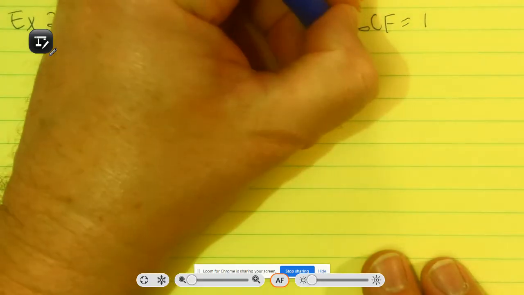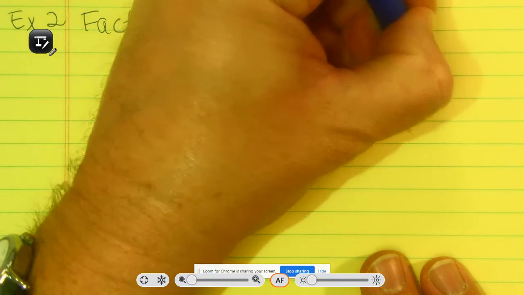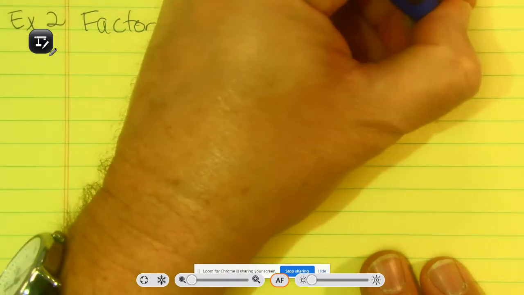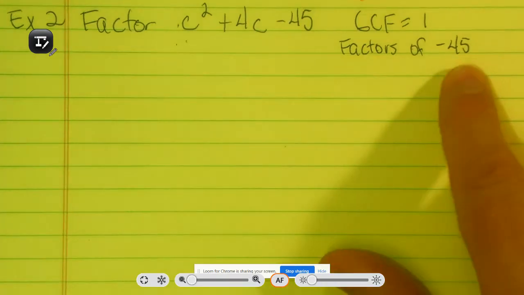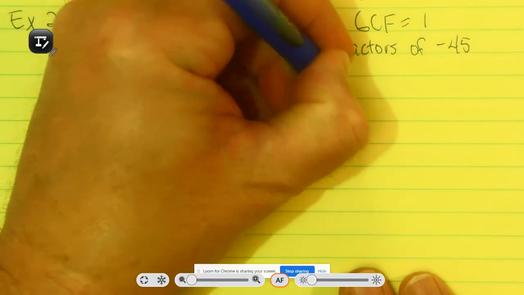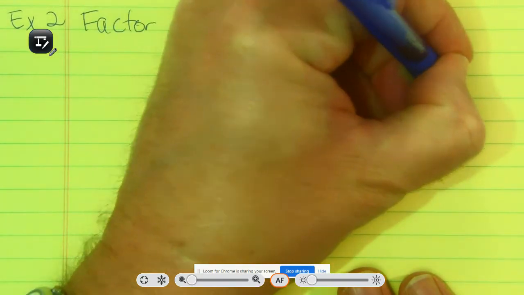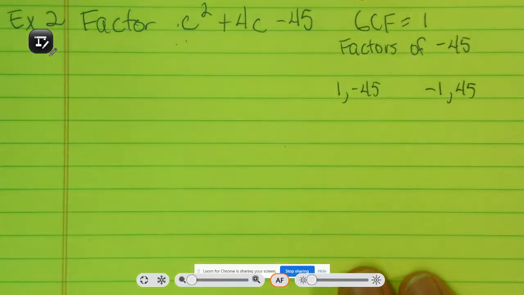I want to write down now the factors of negative 45. Well, that means one factor has to be positive, the other will have to be negative. So I know one set of factors will either be positive 1, negative 45, or the other way, negative 1, positive 45.